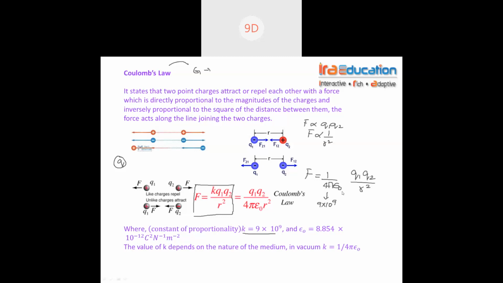Permittivity changes if the medium is changing. Suppose I keep the medium in water, or in kerosene, usually you come across water, kerosene, or other media. Then the force will also change. That I will leave for you to learn in 12th grade. Right now, only this much you need to know.